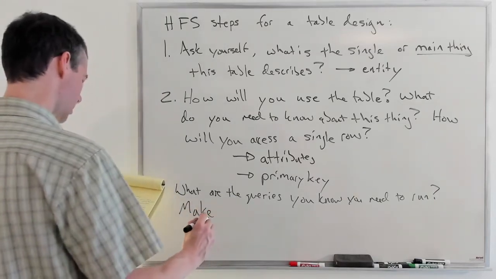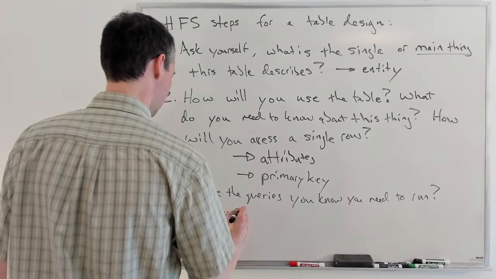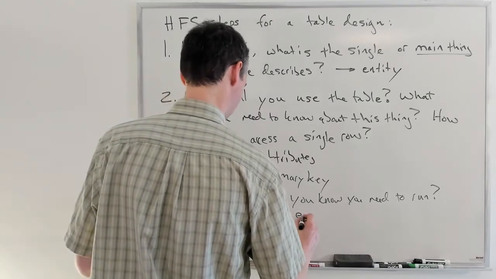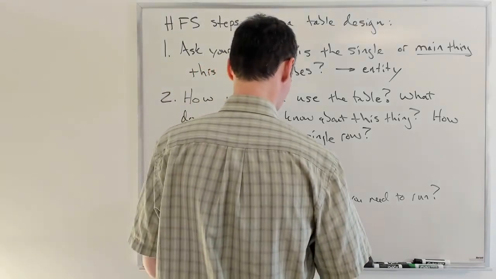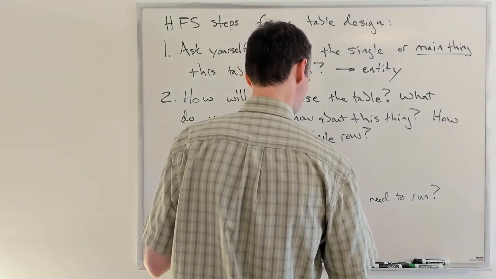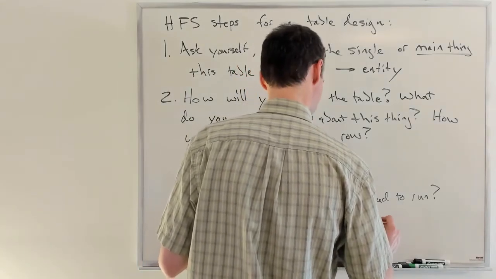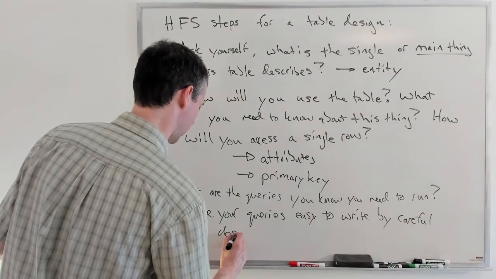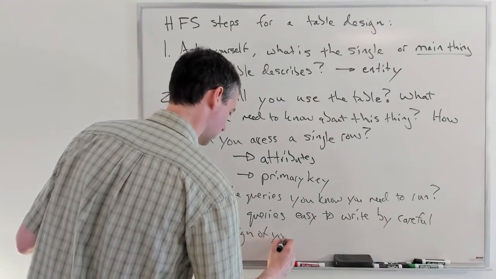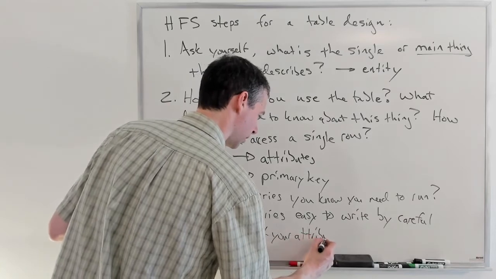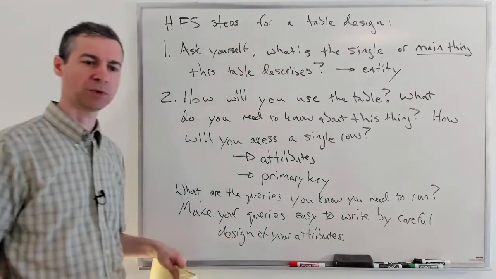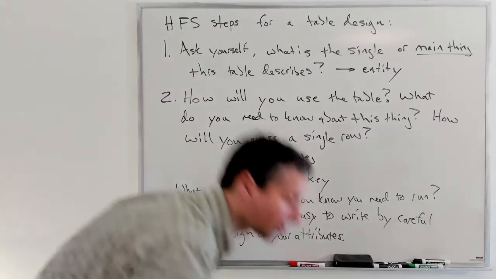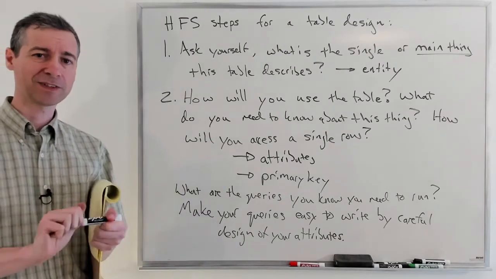One of the things that can also help drive this is that you want to come up with attributes that make your queries easy to write, by careful design of your attributes. This in particular will help drive you to atomic attributes. If it's going to be really hard for me to write this query, there's a good chance that I probably don't have an atomic attribute here.